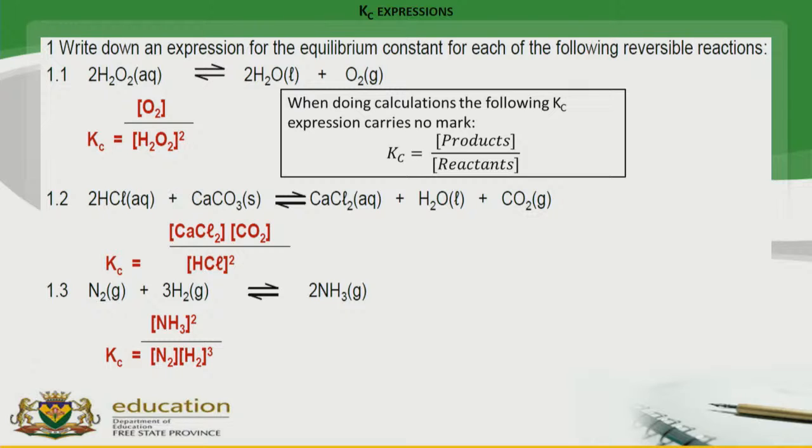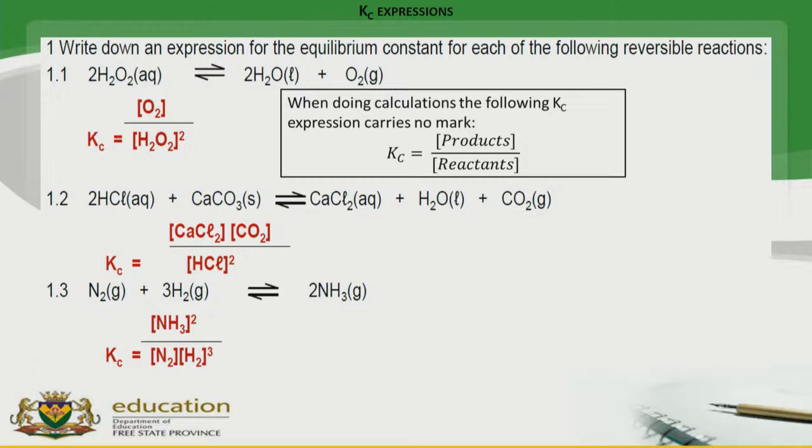And then you must also remember that pure liquids and solids, their concentrations remain constant. Since their concentrations remain constant, when you write your Kc expression, you exclude pure liquids and solids. So you only include the aqueous solutions and gases. So Kc will be the concentration of the substances on the right hand side. Remember, H2O is a pure liquid, so you won't include it. It will be the concentration of O2 divided by the concentration of H2O2 raised to the power of the moles that it was balanced with.